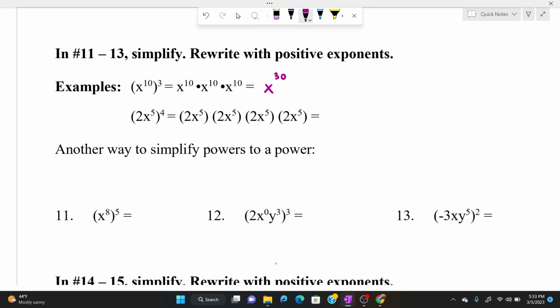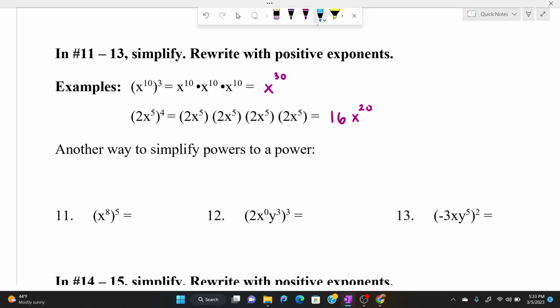Again, another way of seeing this, multiplying all these things. So 2 times 2 times 2 times 2 is going to be 16. And then multiplying a bunch of x's to powers, same base. So I add all those powers up. So it's going to be x to the 20th.